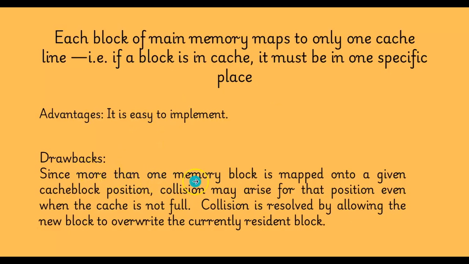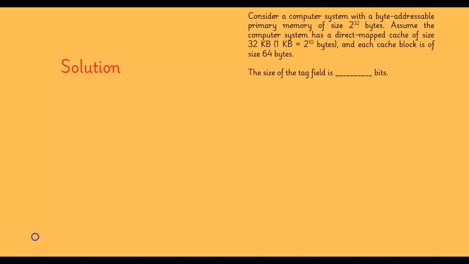Since more than one memory block is mapped onto a given cache block position, the collision may arise for the particular position even when the cache is not full. How to solve it? We can solve it by allowing the new block to overwrite the currently resident block. Now we understood the direct mapped cache memory system.